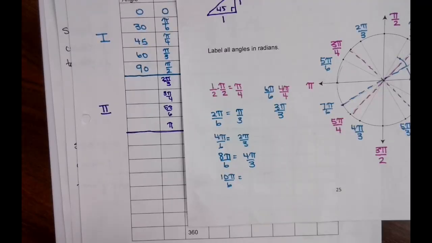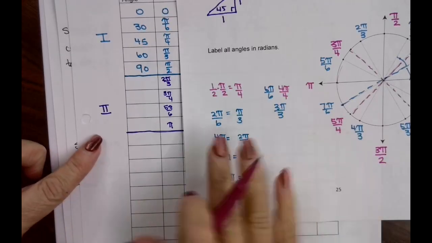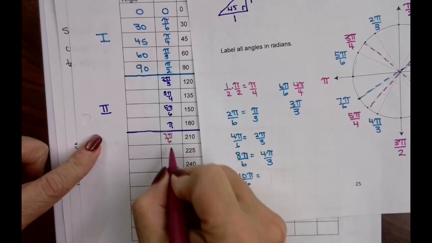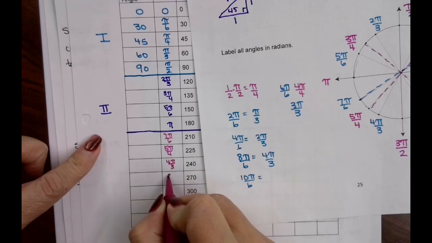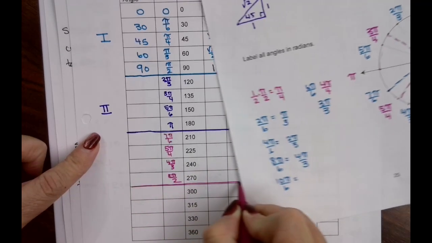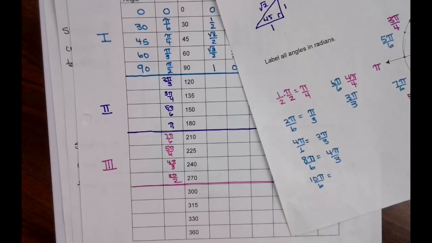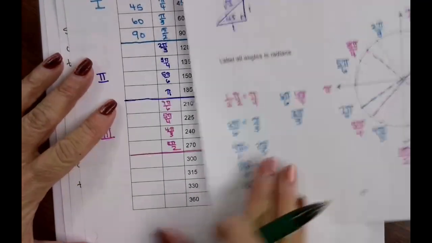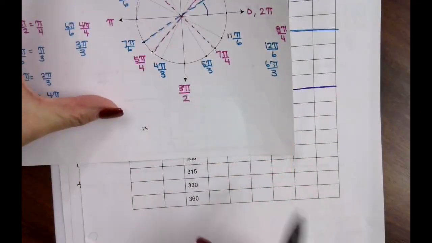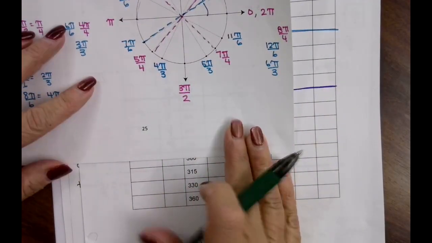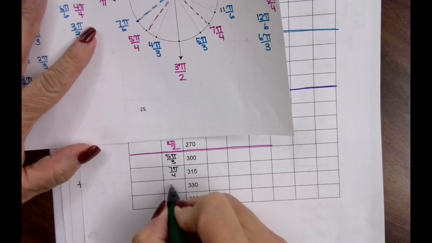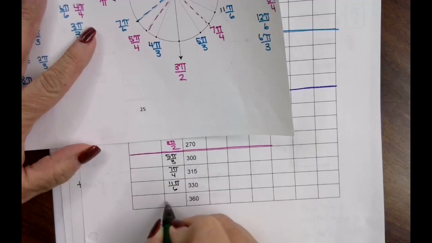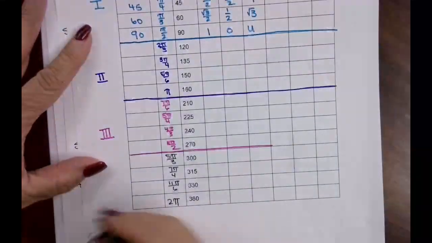All right, so if I go one more step, I know that my next value here, if I keep going, I have 7 pi over 6, 5 pi over 4, 4 pi over 3, and then 270 is 3 pi over 2. And these values right here become my third quadrant. And then I have, just to stay with this color theme, my fourth quadrant right here. And so as I go through this fourth quadrant, I keep going. I have 5 pi over 3, all the way back to 360, which I know is 2 pi. Okay, and this is my fourth quadrant.